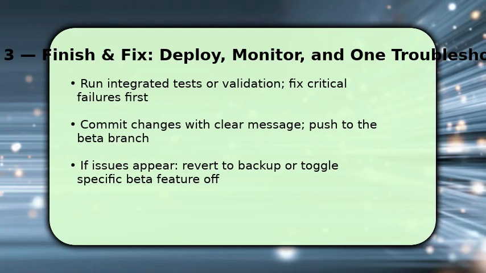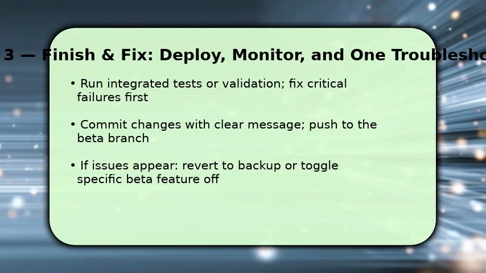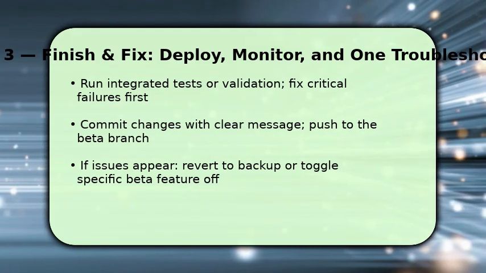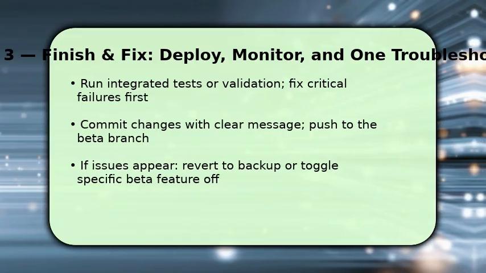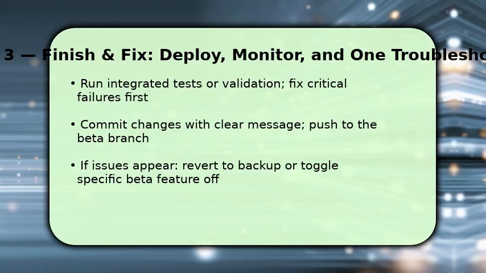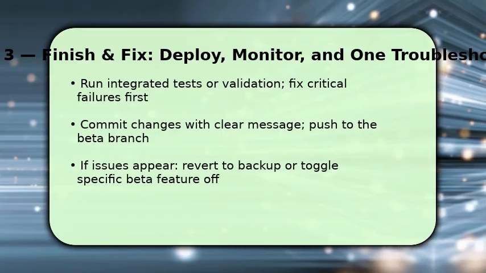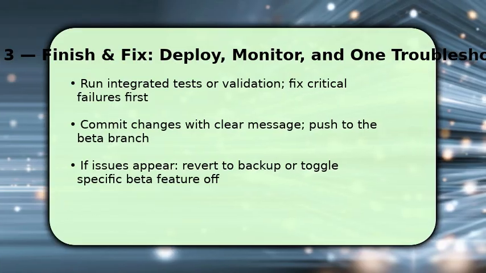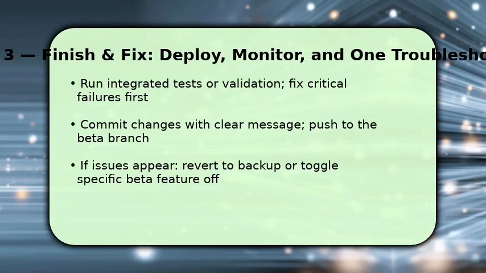You finish by saving and validating everything. Run the integrated tests or validation tool and fix any critical failures first, because broken code will block release. Once green, commit your changes with a clear message and push to the beta branch so others can review.